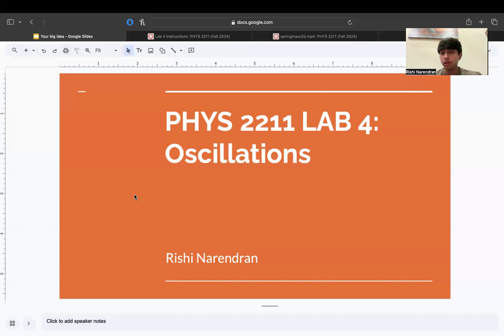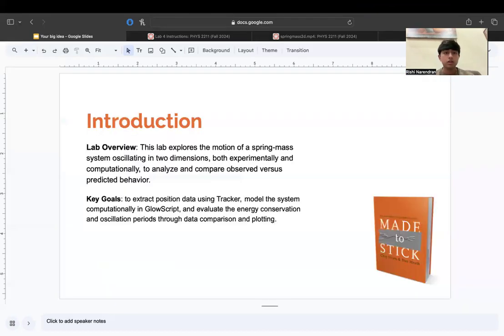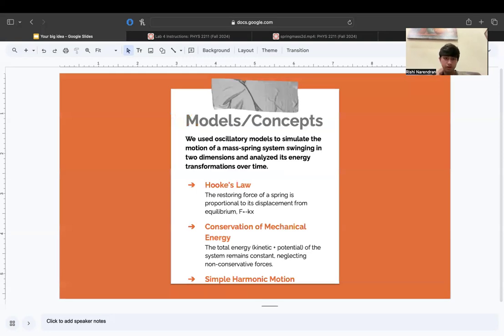First, I'm going to go through what the lab is talking about, follow all the rubric guidelines, and then we can actually talk about the data and the what-if questions. So first, this lab overview. This lab explores the motion of a spring mass system oscillating in two dimensions, both experimentally and computationally, to analyze and compare the observed versus the predicted behavior. Our key goals were to extract the position data using Tracker, model the system computationally in GlowScript, and evaluate the energy conservation and oscillation periods.